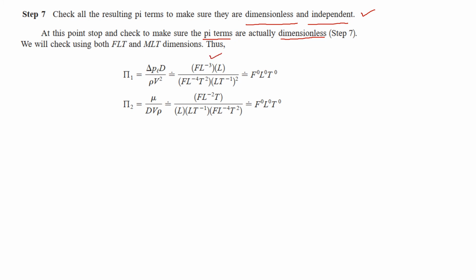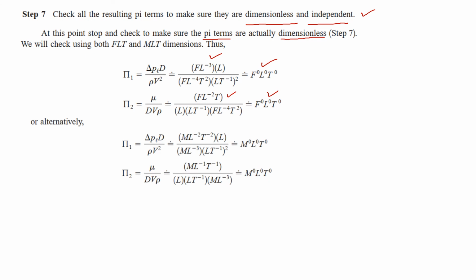So if we look at pi 1, it actually comes out to be dimensionless, and similarly pi 2 will also come out to be dimensionless. This is for FLT, and we will also see that for MLT. So for both of our basic dimensions, these pi 1 terms and pi 2 terms come out to be dimensionless. So this is what step 7 is also telling us to do.